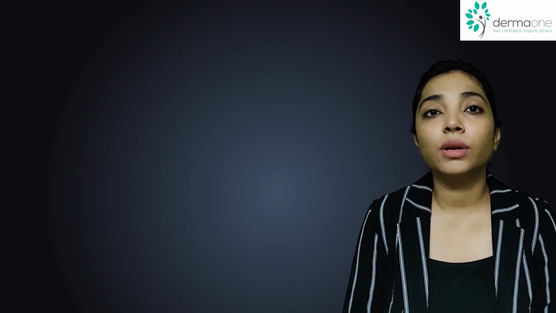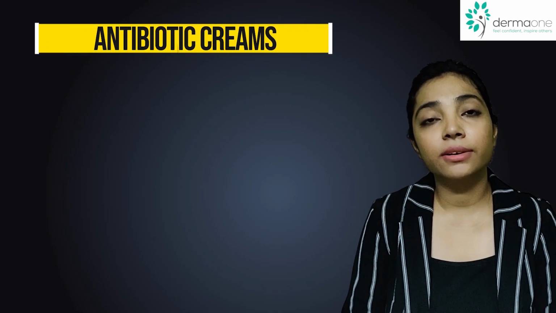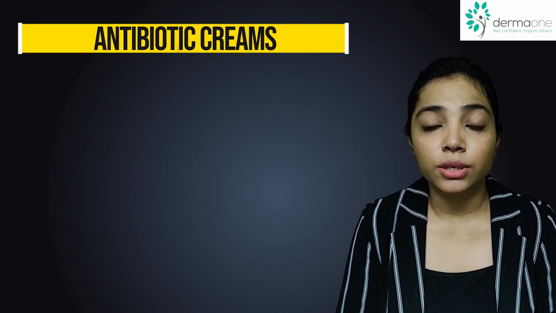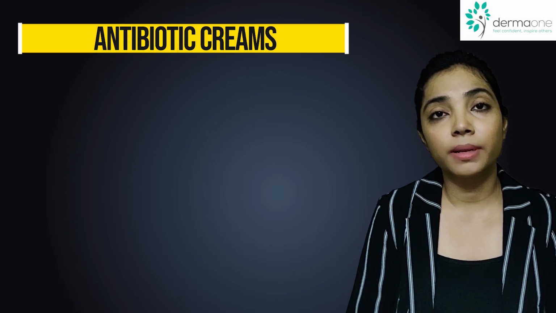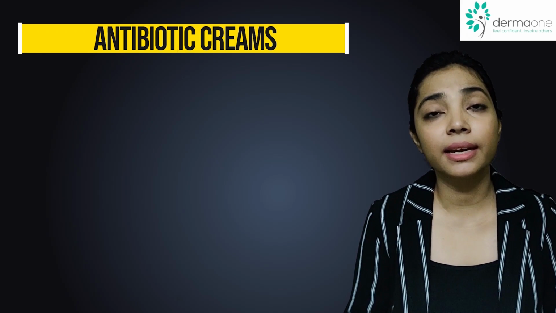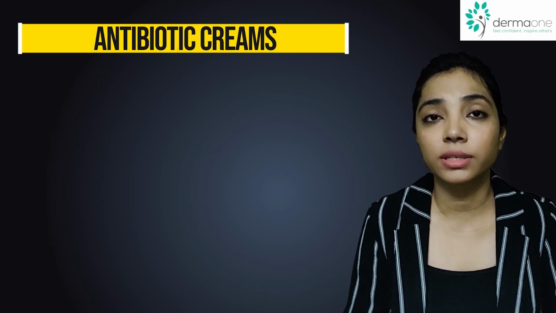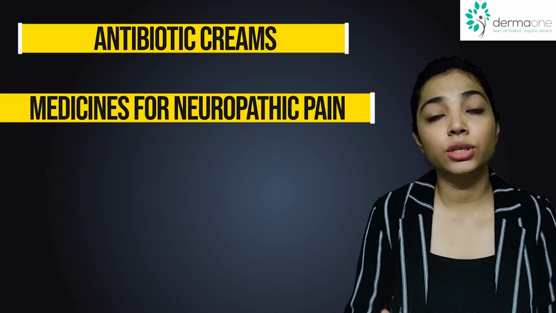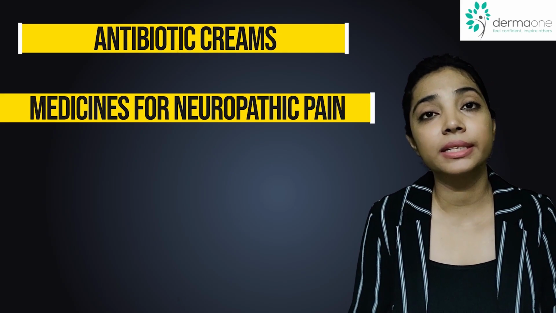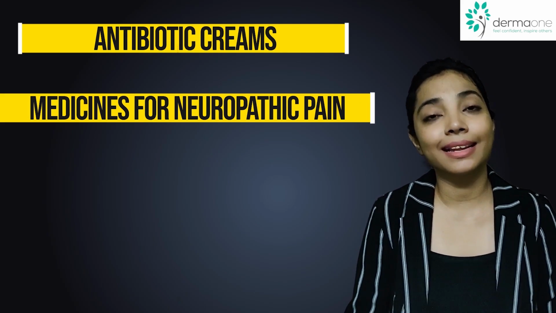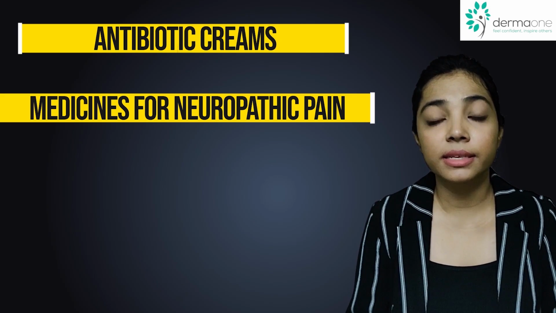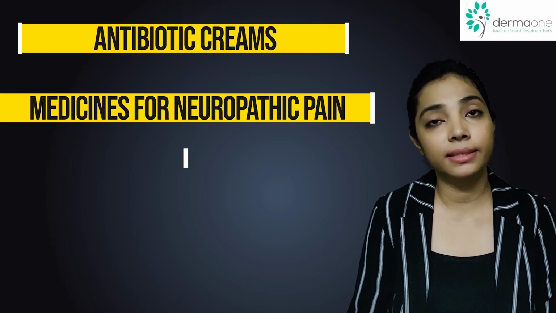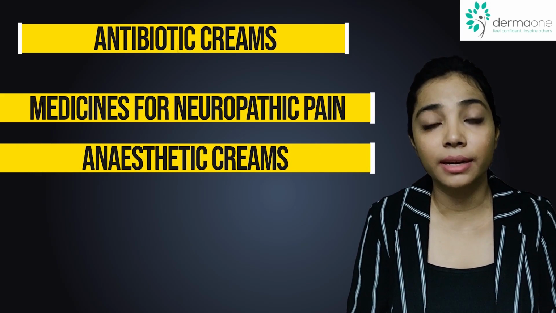Along with that, your doctor will also prescribe you antibiotic creams to apply. This will prevent the occurrence of secondary infection. Now pain is a very troublesome part of this whole herpes zoster. It can be more troublesome than the herpes zoster itself. So there will be specific medicines for this neuropathic pain which need to be taken for quite a long period in some patients. These medicines are slightly different from the normal painkillers. If you have only mild neuropathic pain, your doctor might prescribe you anesthetic creams to be applied on that particular area.